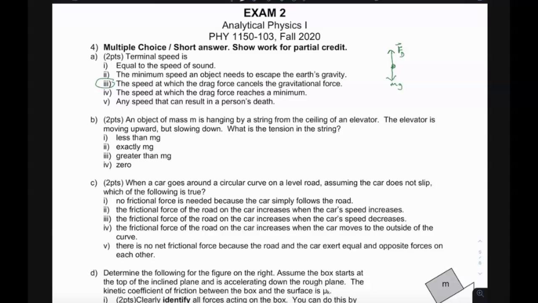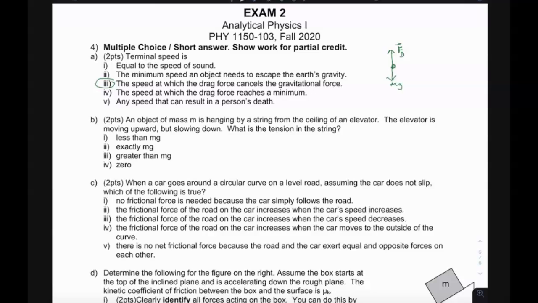Question 2, part B. An object of mass m is hanging by a string from the ceiling of an elevator. The elevator is moving upward but slowing down. What is the tension in the string?